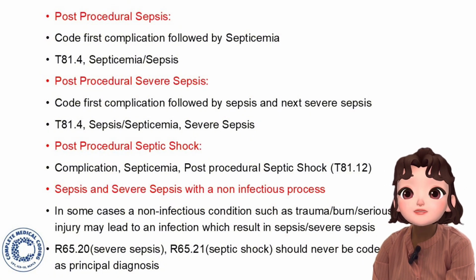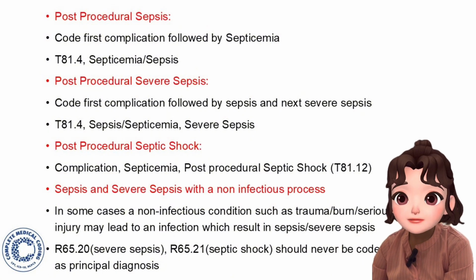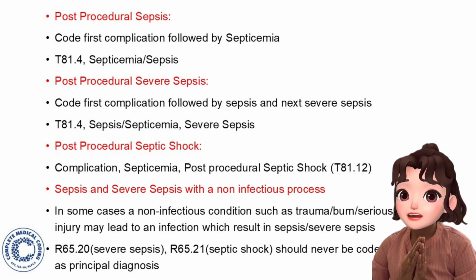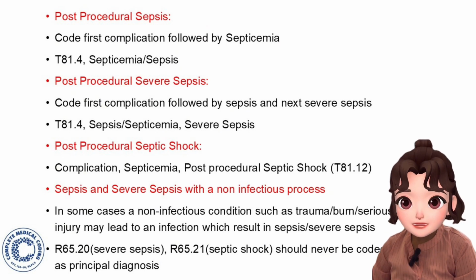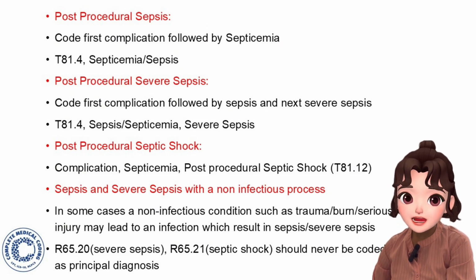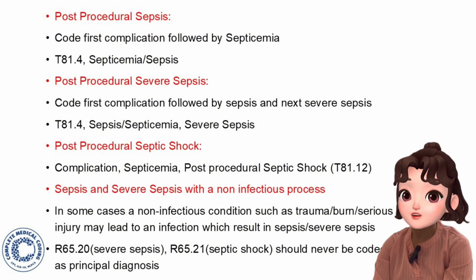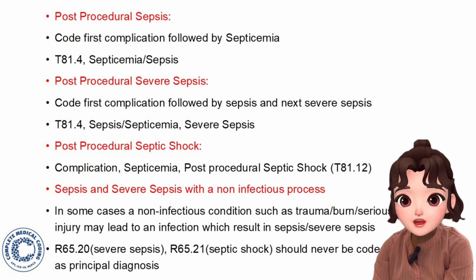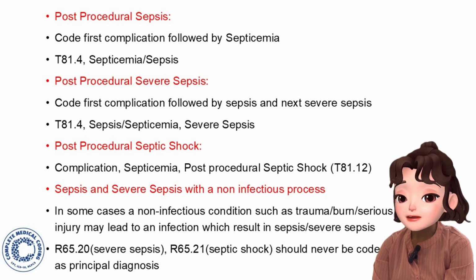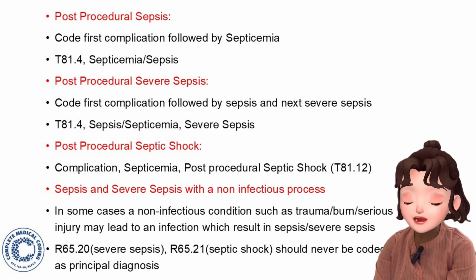Now, what about post-procedural septic shock? Same as before: complication first, then septicemia, then post-procedural septic shock. That code should be used here, T81.12. For post-procedural septic shock, you have to code T81.12. Okay.